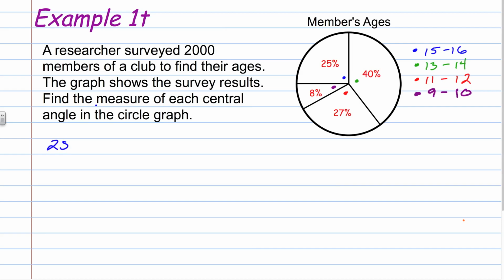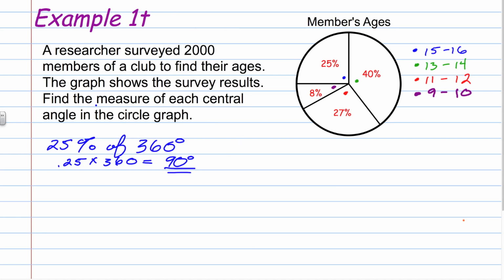That'd be 25% of 360 degrees. When we do that math, and the way you would plug that in your calculator would be this. It'd be 0.25 times 360. When you do that, you should know that 25% of a circle is 90 degrees. That'd be a right angle. So the 15 to 16-year-olds are a 90-degree angle. So there's one of our answers.